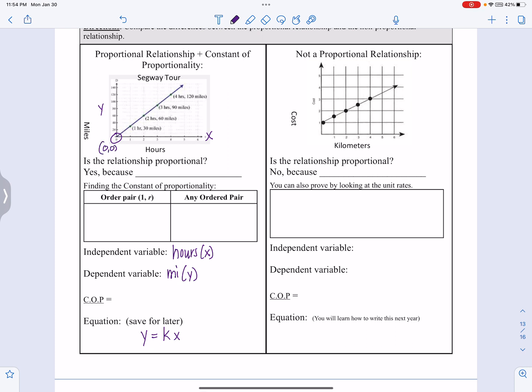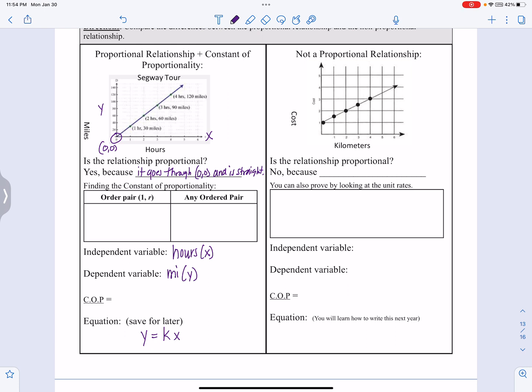Okay, so that's our first good sign. And I also see that it's a straight line. So I already technically know it is proportional because it goes through 0, 0 and is straight. Very teeny writing there. But let's go ahead and find the constant of proportionality for this.